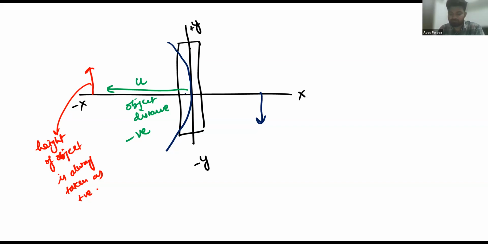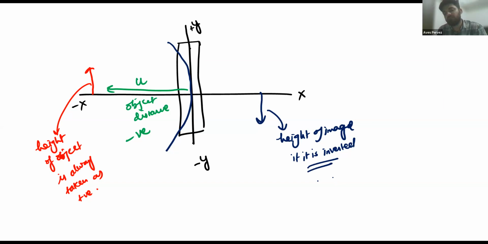So that will be V, right? Image distance? Yeah, image distance means V. No, I am talking about the height of the image. The height of the image, if it is inverted, will be taken as negative.